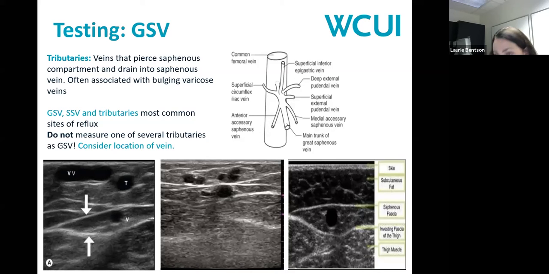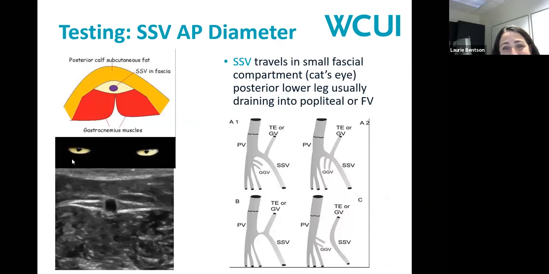Most places use worksheets and document their findings on the worksheet, and that's a great location to explain your findings. And always, you know, the eye, Cleopatra. And the short saphenous vein, a small saphenous vein, travels in the small fascial compartment, and this one is referred to as the cat's eye. So it's a little bit smaller.